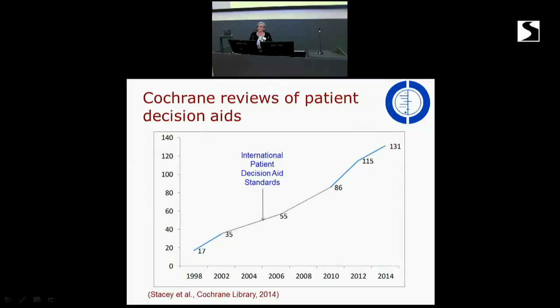The original Cochrane review on patient decision aids was published in 1999, and at that time there were 17 randomized controlled trials in the original publication. In our last publication in 2014, there were 115 trials, and right now we're up to 131 trials in the current update of this review. In 2015, we established the International Patient Decision Aid Standards collaboration to look at the quality of patient decision aids and how we can set quality standards around this.